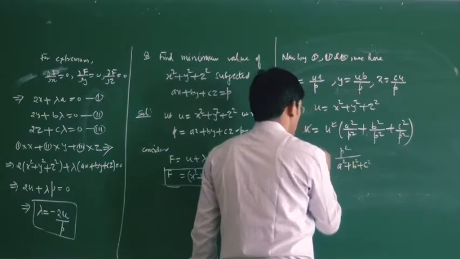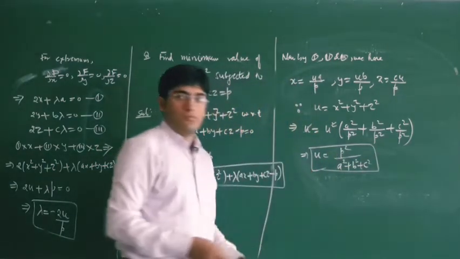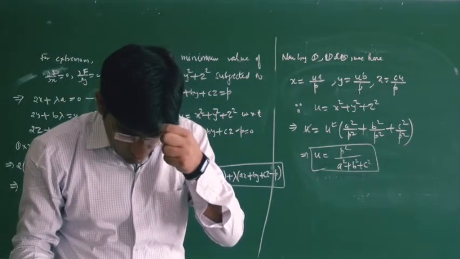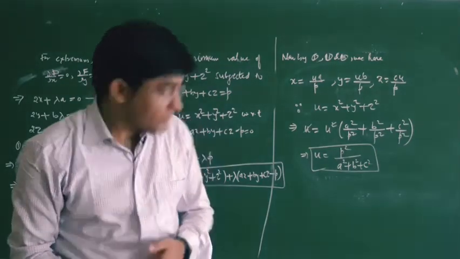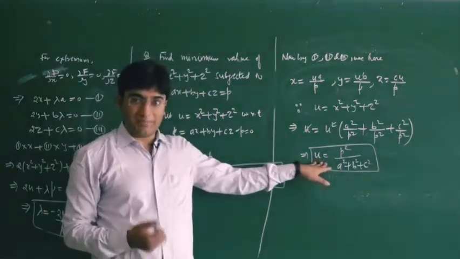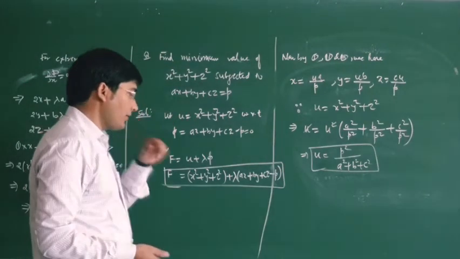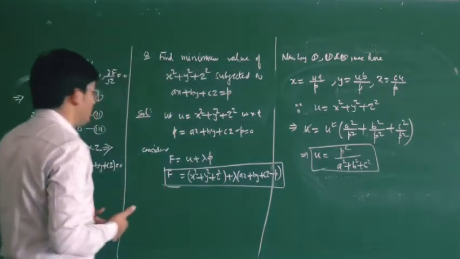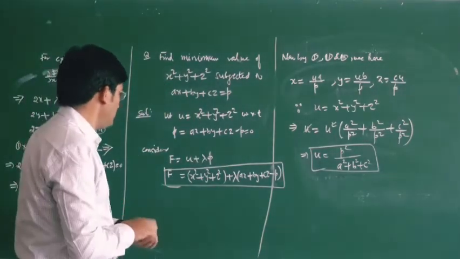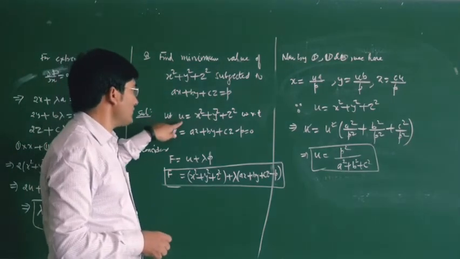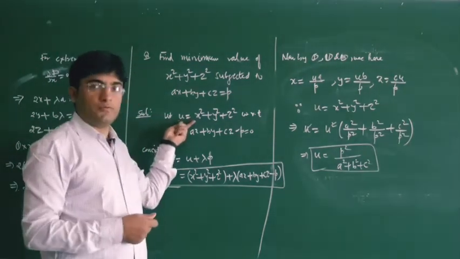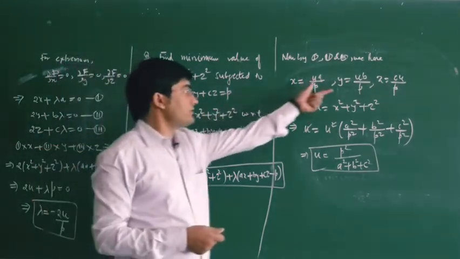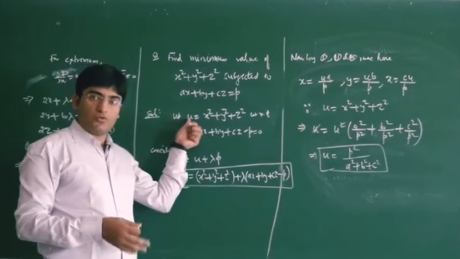c square. So this is the value of u, and it can be either maximum or minimum, and for that we will prove whether it is maximum or minimum. So this is our required u. Now let us prove that this is minimum. For that we will show that the double derivative of this u is positive for these values of x, y and z. Only then we can say that the value of u is minimum.